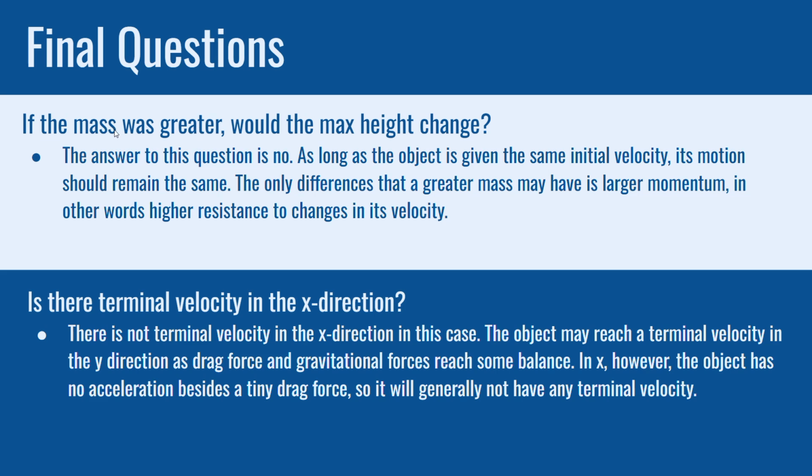Just first to address some final questions: if the mass was greater, would the max height change? No, the mass does not affect any of the motion of the object as long as the initial velocity remains the same. So it really wouldn't change. The only difference it could have had was that air and drag wouldn't affect it so much, maybe. And is there a terminal velocity in the x direction? No. Because there's no acceleration in the x direction, there is also no terminal velocity in the x direction.